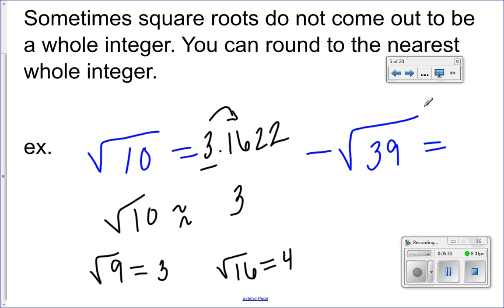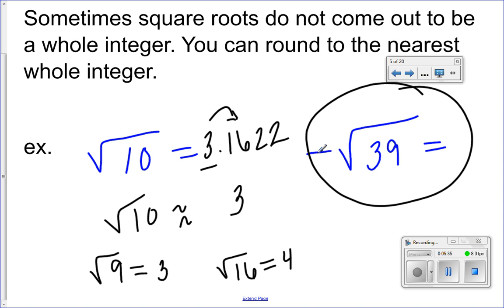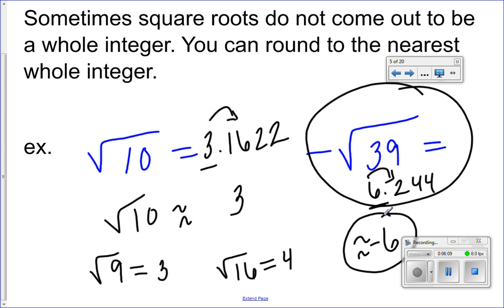So let's look at the negative square root of 39. We're taking the opposite because there's a negative there. So type into your calculator, what is the square root of 39? So again, find the square root button on your calculator and type it in. So you should have gotten 6.244. So again, I want to round to the whole. So I look next door, 5 or greater, add one more. So it's just 6. So the square root of 39 is about 6, but then I have a negative, so I know it's going to be about a negative 6.